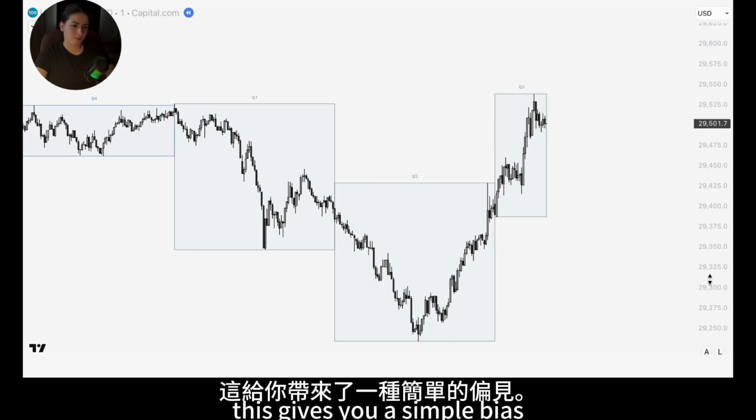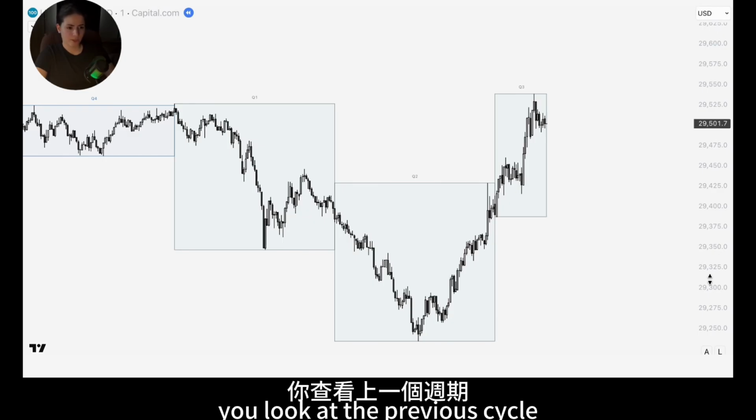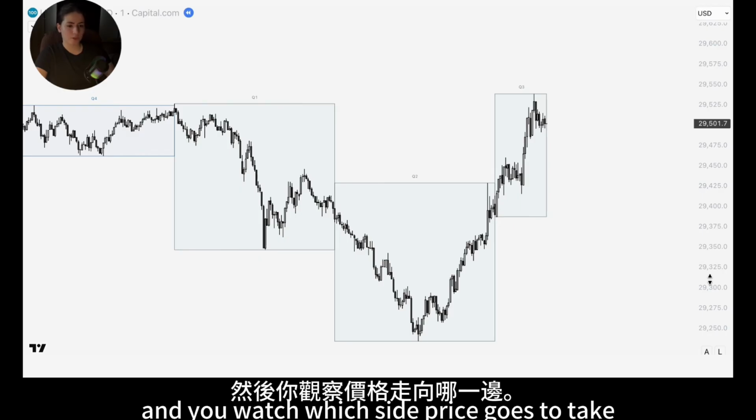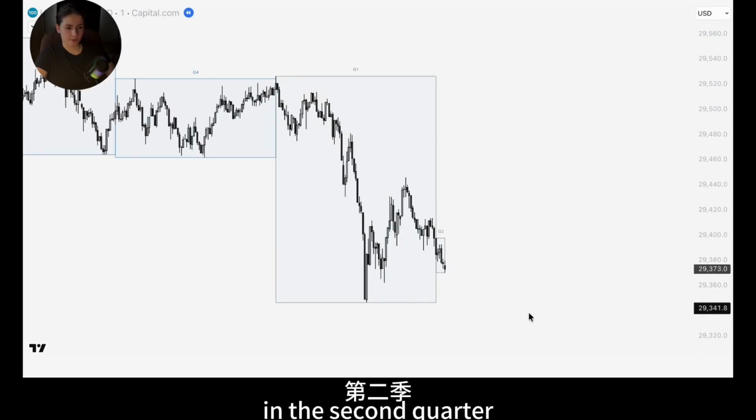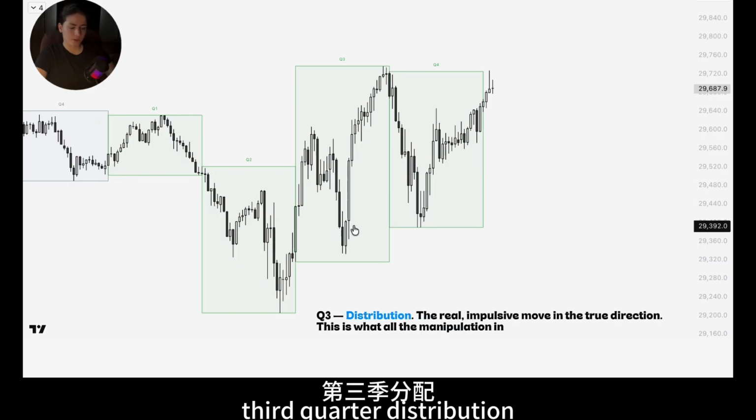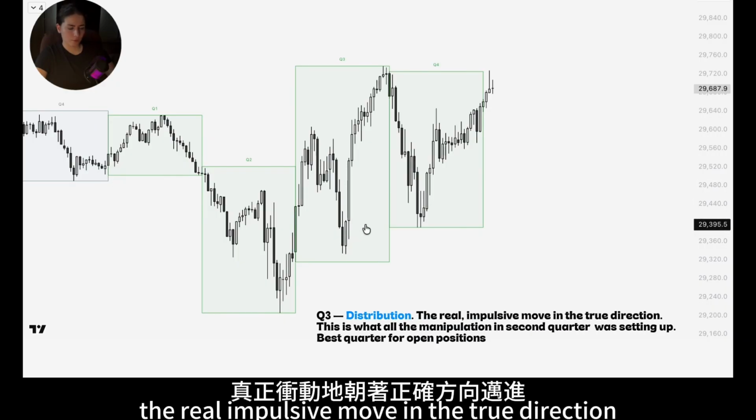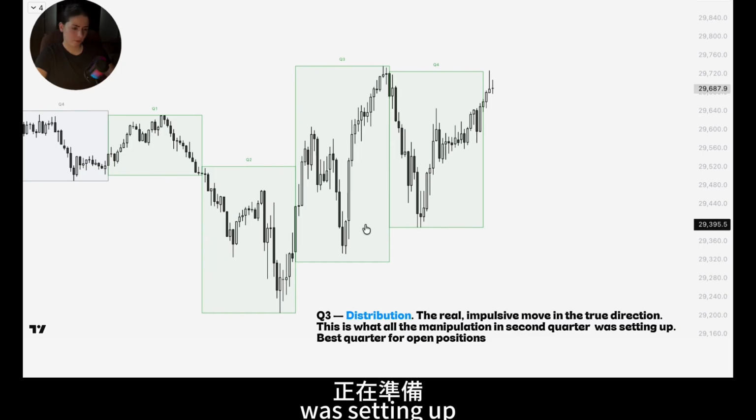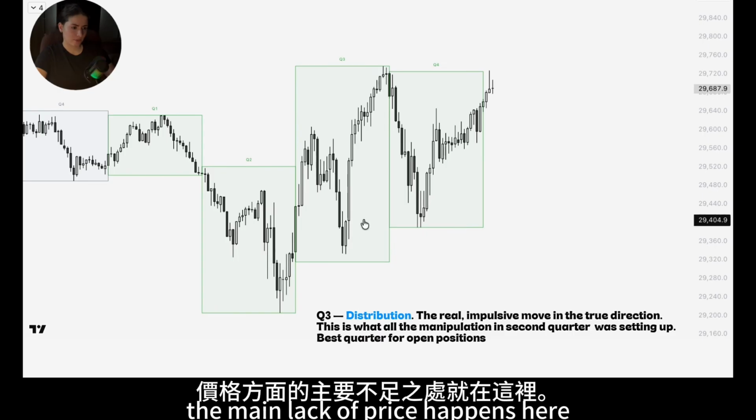This gives you a simple bias. You look at the previous cycle, you mark its high and its low, and you watch which side price goes to take in the second quarter. Third quarter, distribution. The real impulsive move in the true direction. This is what all the manipulation in the second quarter was setting up. The main leg of price happens here.